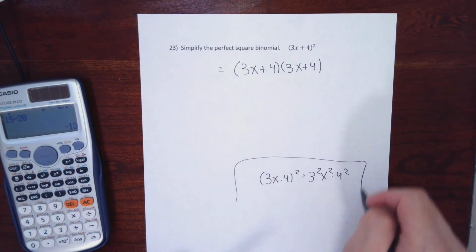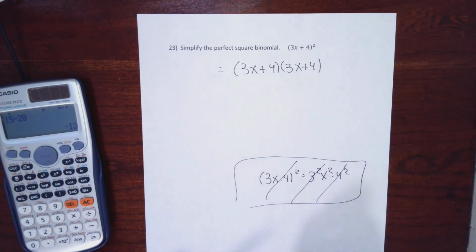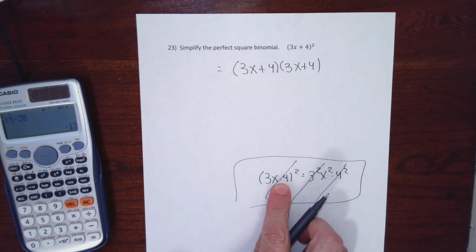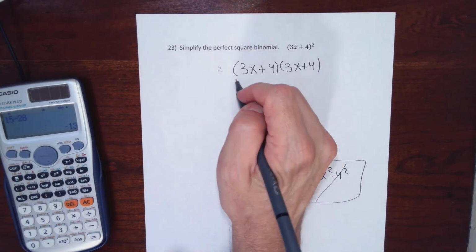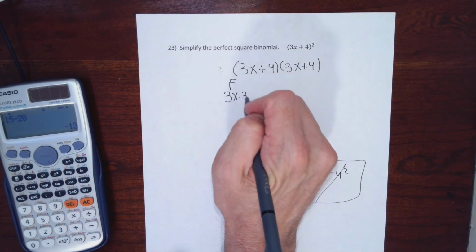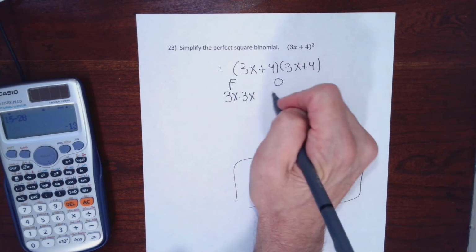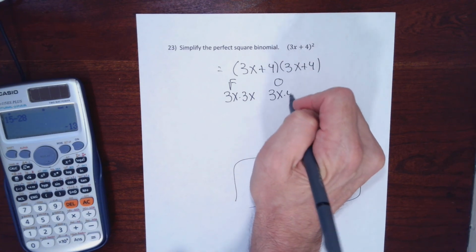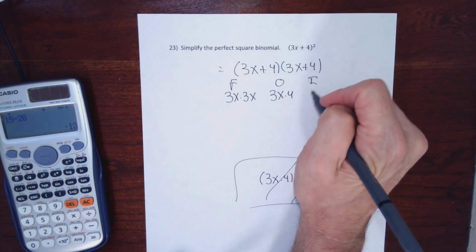So this right here would be done if the problem had a times between the 3x and the 4. Because it has a plus between the 3x and the 4, I need to rewrite it without the square with repeat multiplication and then do the foiling that's implied by this repeat multiplication.